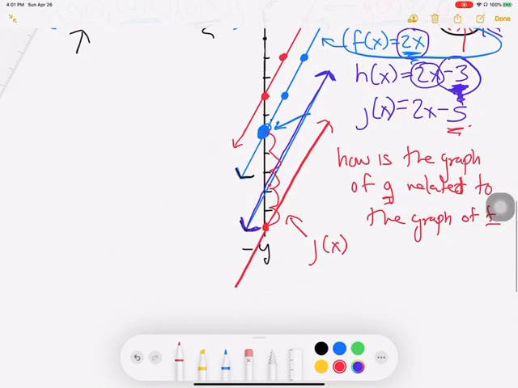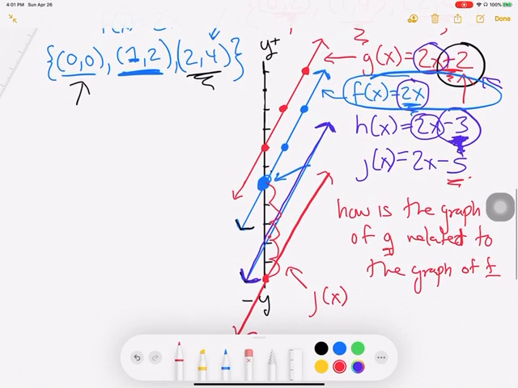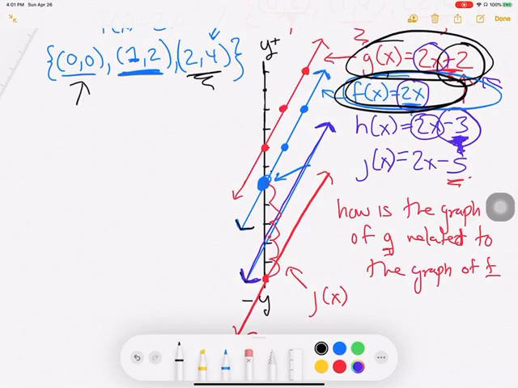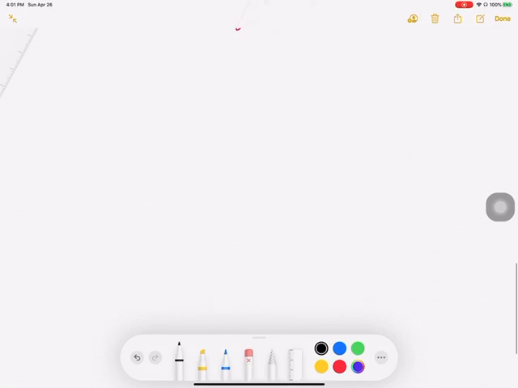So this is all you're trying to look for, right? So look at the equations. Just take a look at the equations. f of x equals x, g of x equals x plus 2. I know the graph shifts up 2 units. Okay. So if I give you another quick example, right?